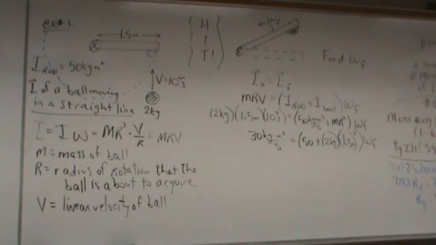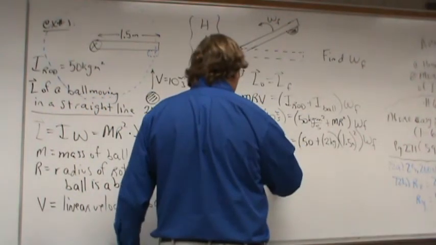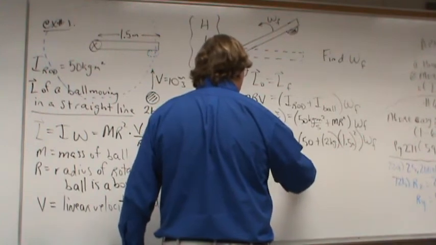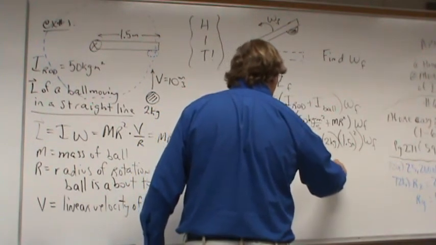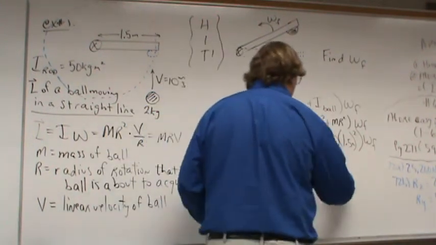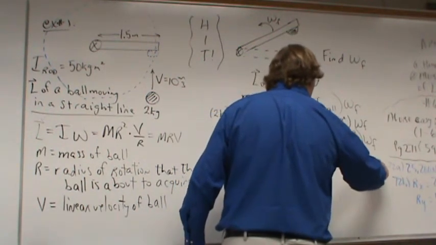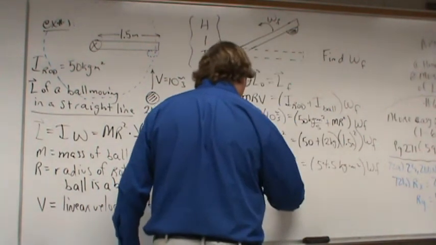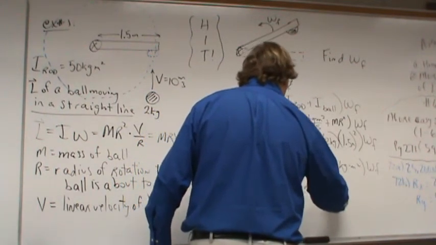Alrighty. And so now I got 1.5 squared is 2.25, twice that is 4.5. So I got 30 kilogram meters squared per second equals 54.5 kilogram meters squared times omega f. And so I get 0.55 radians per second equals omega f.